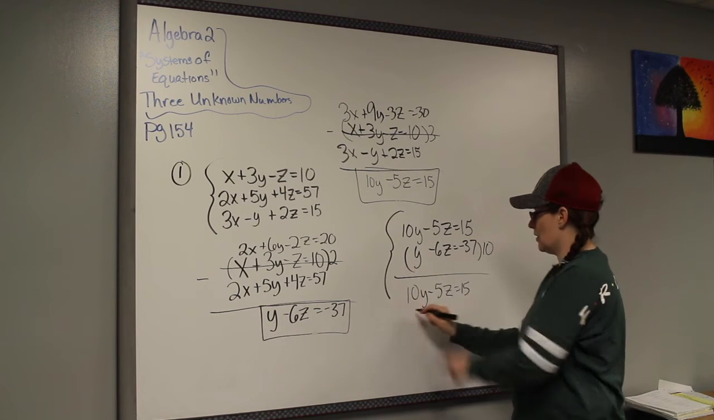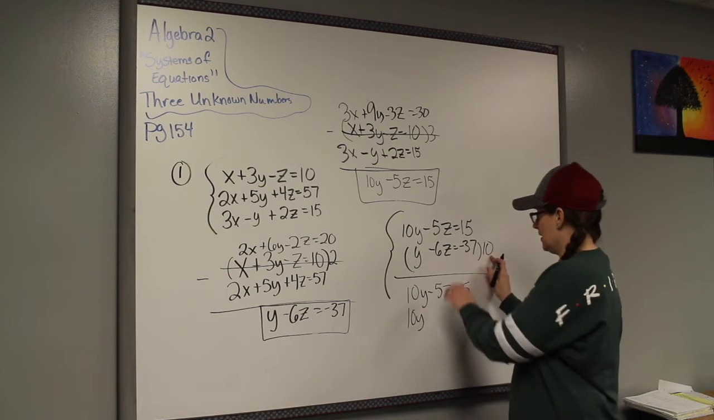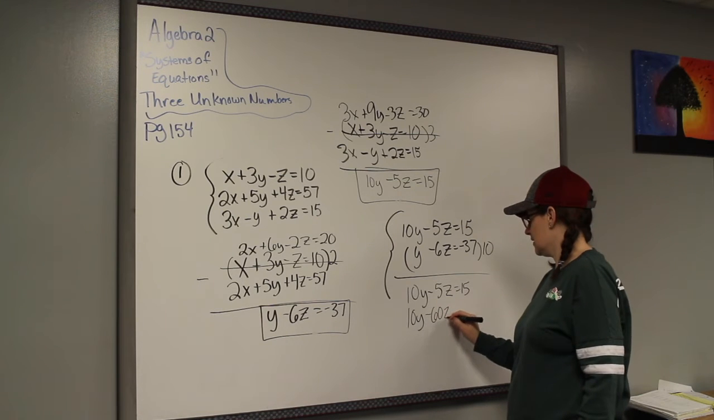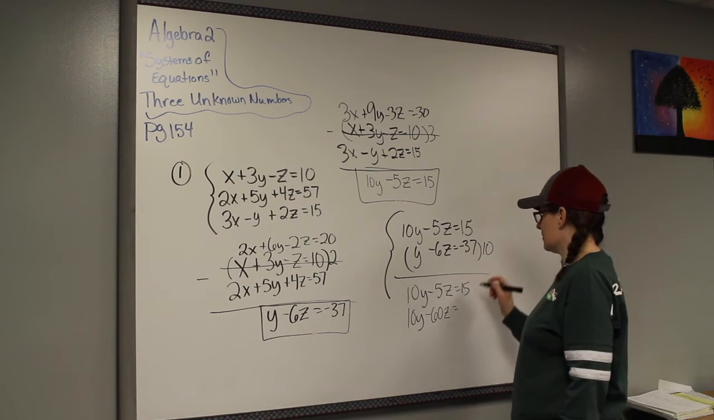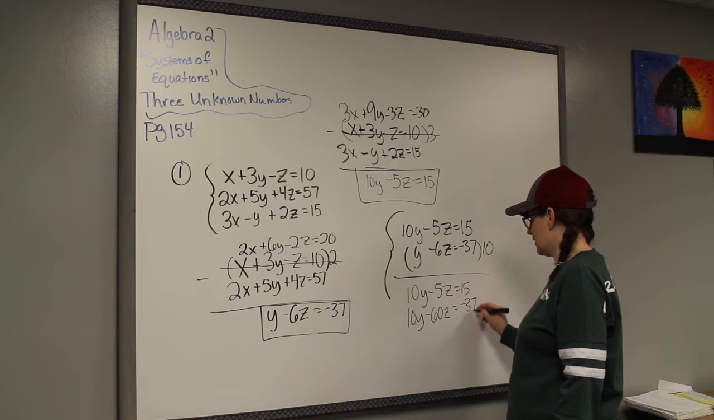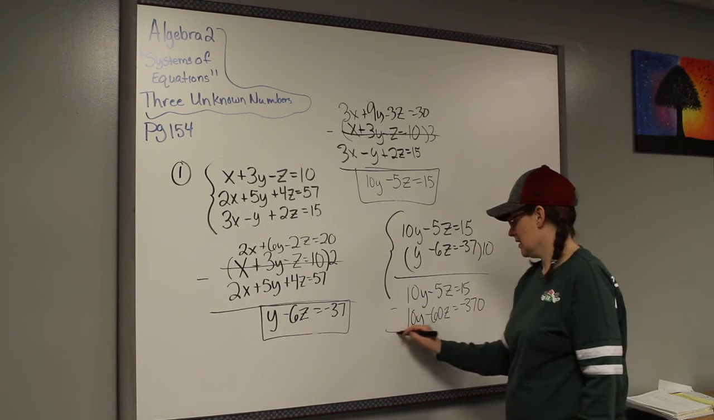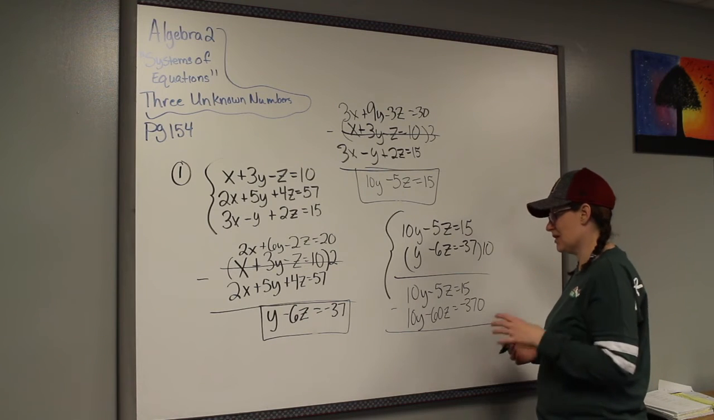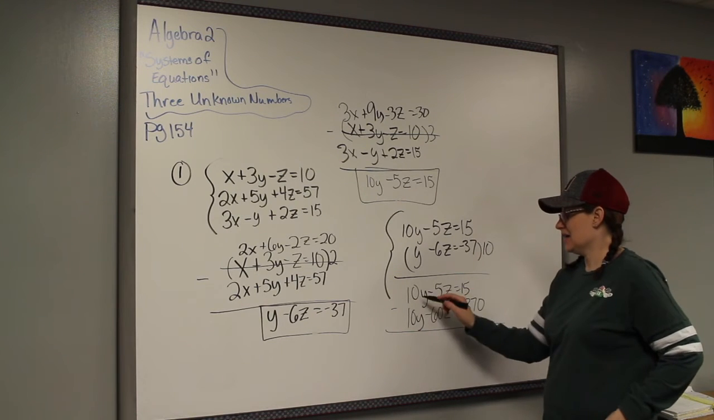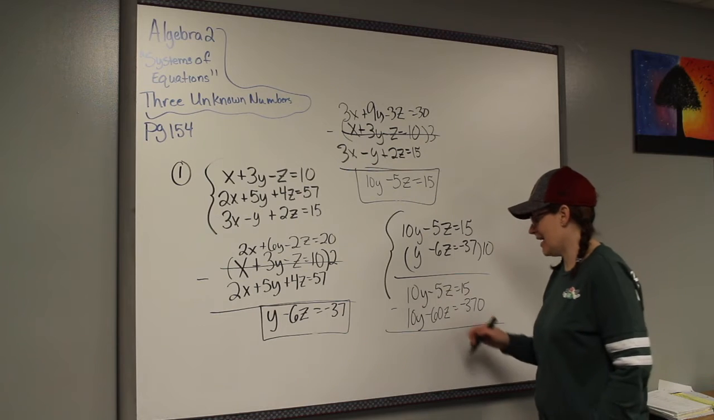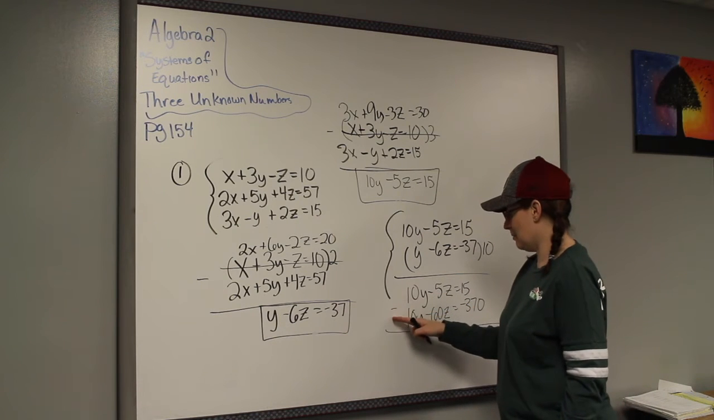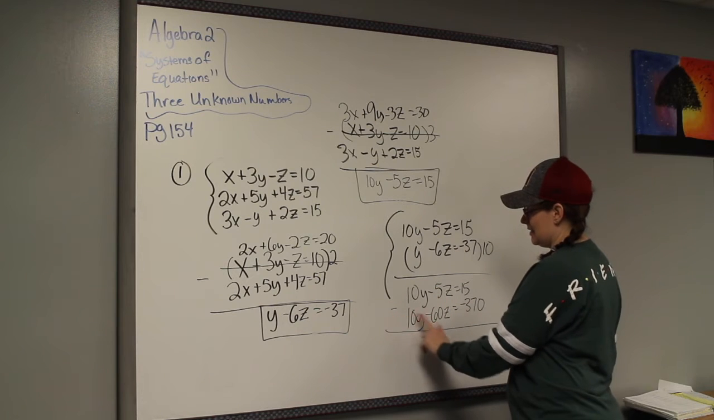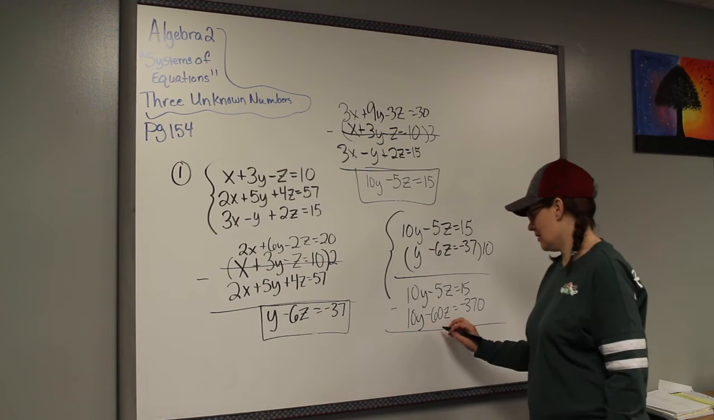And then 10 times y gives me 10y. 10 times negative 6z gives me negative 60z. 10 times negative 37 gives me negative 370. Okay? I'm going to subtract them, and this way I'm going to be able to figure out an actual number for z. Okay? 10 minus 10 is nothing, and now I have negative 5 minus a negative 60. That's really negative 5 plus 60 because of that double negative.